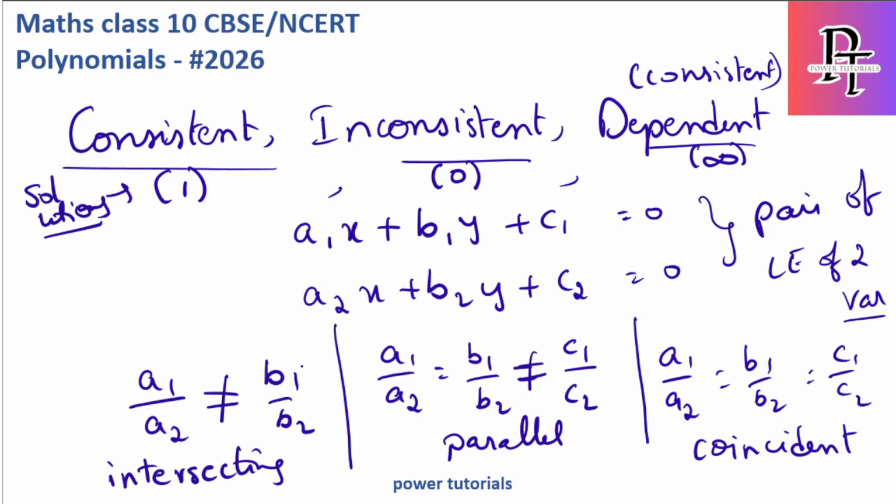Inconsistent, the number of solutions is 0, the lines are parallel, when a1 by a2 is equal to b1 by b2 not equal to c1 by c2. And for dependent or consistent, a1 by a2 equals b1 by b2 equals c1 by c2, and the number of solutions is infinite. So we'll see an example where the number of solutions is infinite.